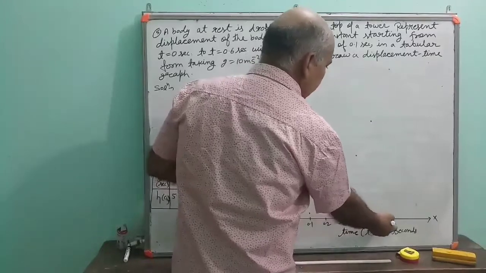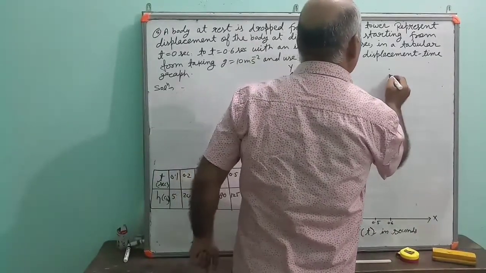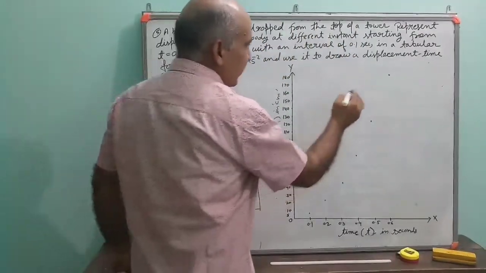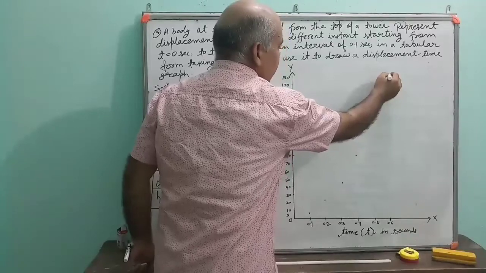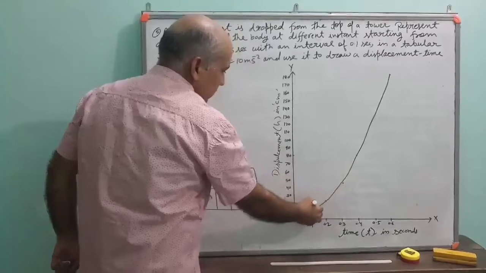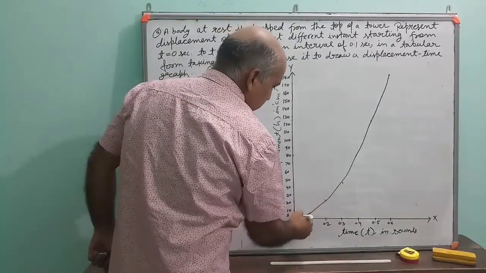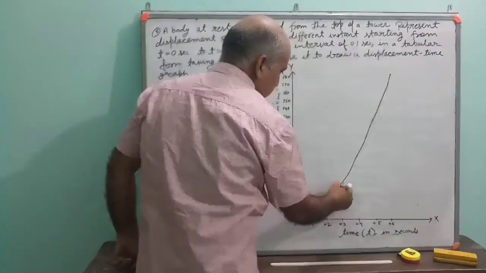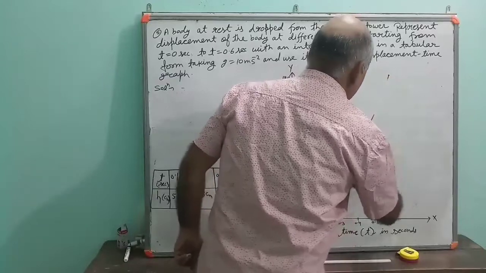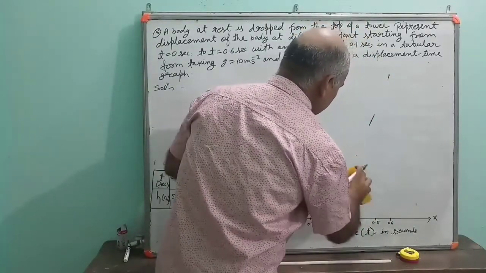At 0.6 second, displacement is 180. Okay, now if we join these, you can see that if we join all these points, we will find a curve.